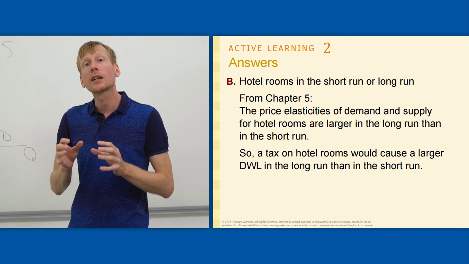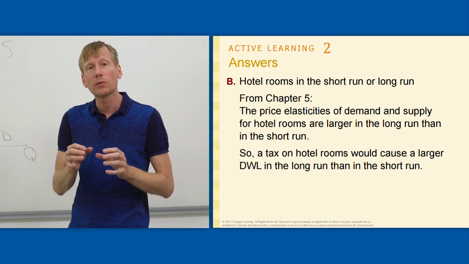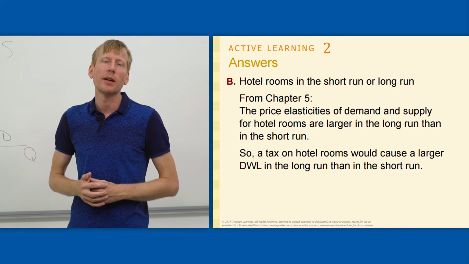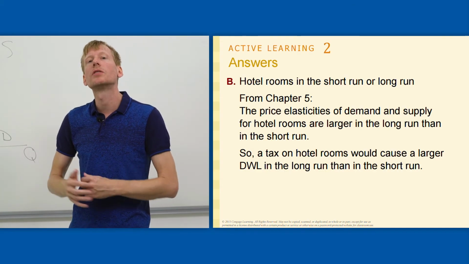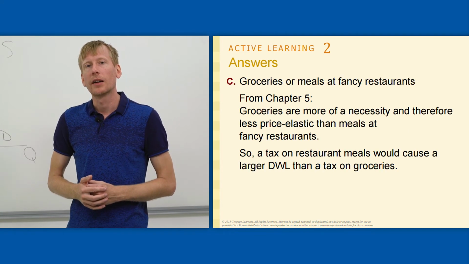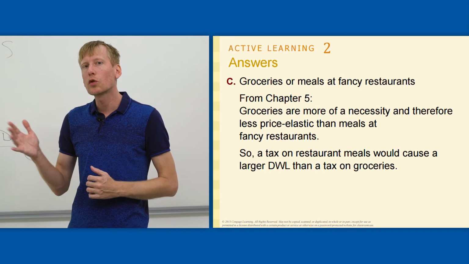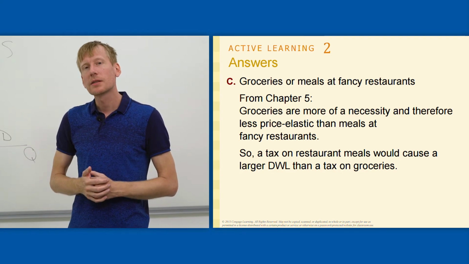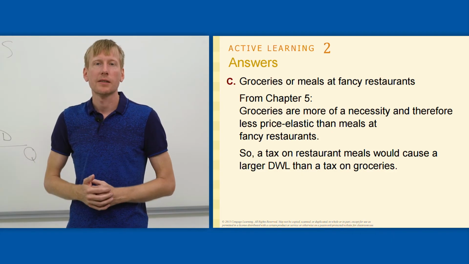So a tax that might look like a relatively good way to raise revenue in the short run with relatively low deadweight loss might not look like a good way to raise revenue in the long run because it could generate a much larger deadweight loss. And then our third case, look at groceries, that's food products, versus meals at fancy restaurants.